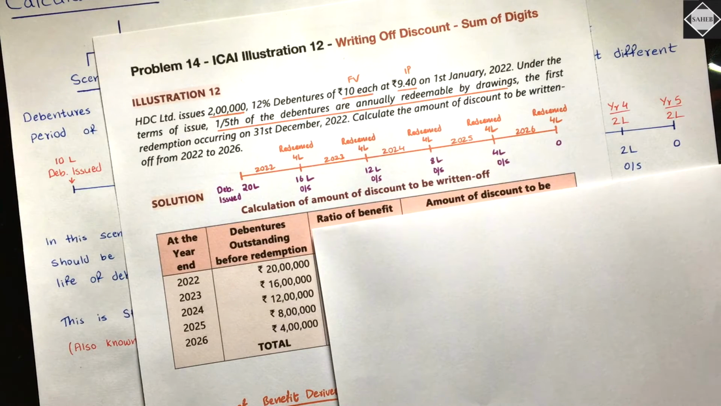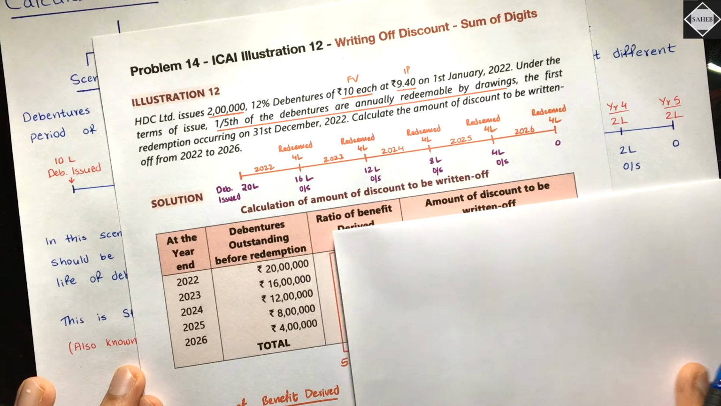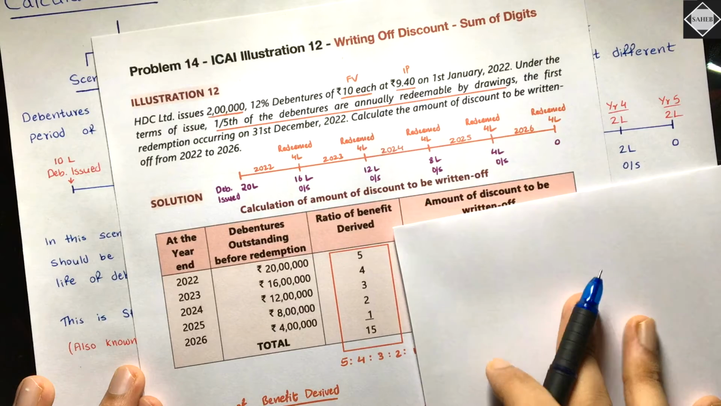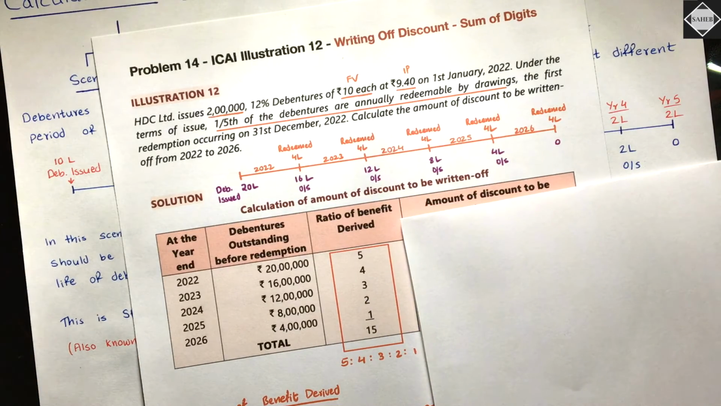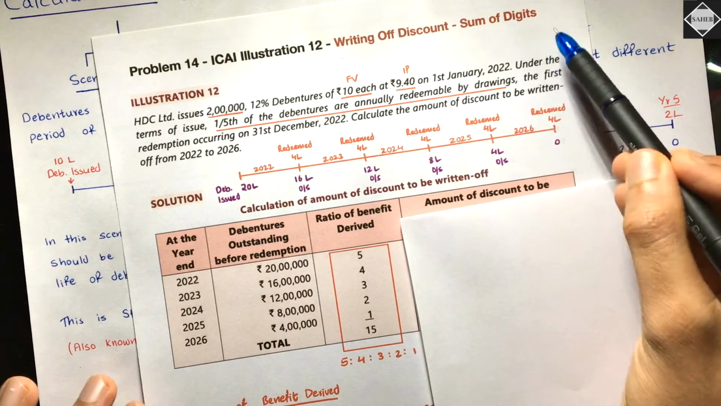Is it clear? Simple. So this is the ratio. Okay, in this ratio only you have to distribute. So the ratio is really simple. I just showed you the calculation: 5 4 3 2 1. That's 15. Okay. Now understand, why do we call this sum of digits?